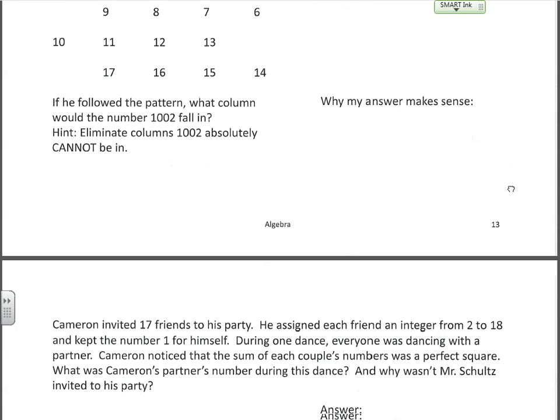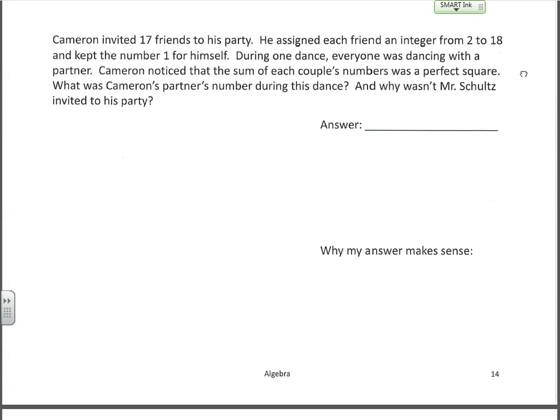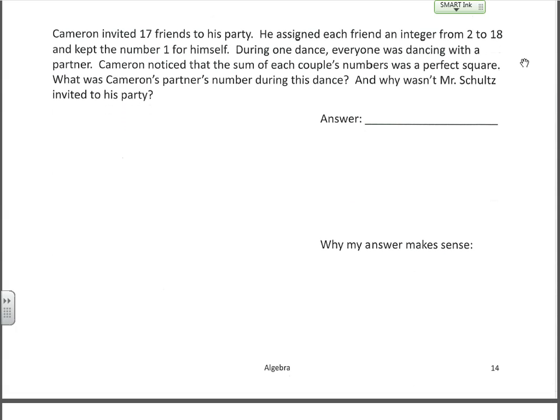The next question we have, Cameron invited 17 friends to his party. He assigned each friend an integer from 2 to 18 and kept the number 1 for himself. So we know that Cameron is number 1, and each of the 17 friends are 2, 3, 4, 5, 6, 7, 8, 9, 10, all the way up to 18.